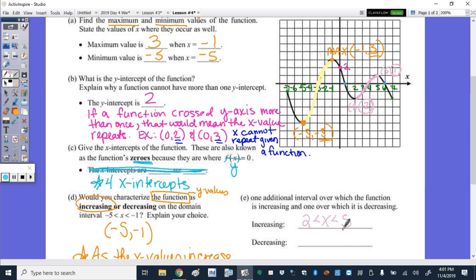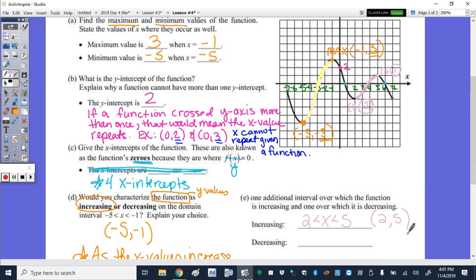Now the symbols will always be going that way. And we don't include the equal to because right here at 2, you can put dots there, it's flat. It's not increasing, and here it's flat. It's laying flat, so it's not increasing or decreasing, so we don't include the equal to sign there. And if you're more comfortable, you can write it in interval notation, which would be parentheses 2, comma, 5, parentheses.